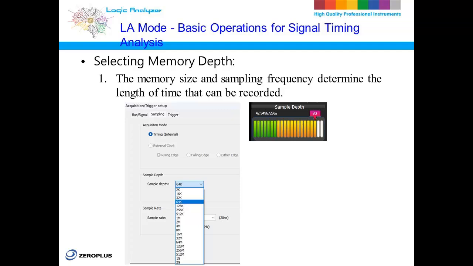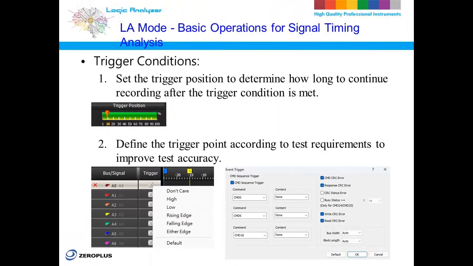accuracy of your measurements. In Logic Analyzer mode, the trigger conditions are the foundation for setting up signal capture. They determine the point at which the measurement process begins. The way you set the trigger point directly affects the range of the signal you can capture. Now, let's take a closer look at how to set up trigger conditions to improve your testing efficiency.